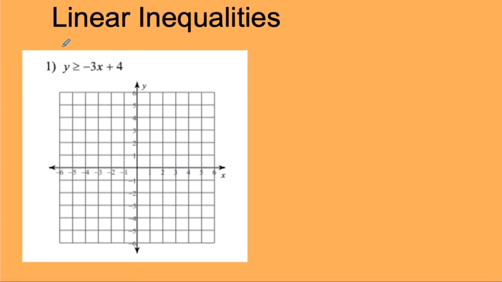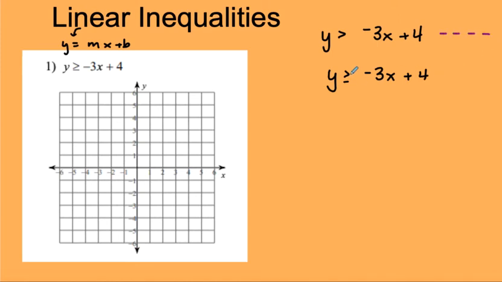Linear inequalities are very similar to linear equations. You might notice that this one is in the form y equals mx plus b, but instead of having an equal sign, it has an inequality sign. You may have learned that you could have y greater than 3x plus 4, or y greater than or equal to negative 3x plus 4. The only difference is that if it's greater than, it would be a dotted line, and if it's greater than or equal to, it would be a solid line. You may remember all of that, but you treat it just like a line equation.